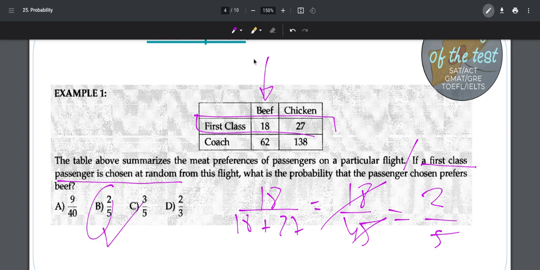Now, you're going to notice this is very simple. The probability questions in the SAT are rather simple. Most of the difficulties arise from what are we looking for? What is the total number of outcomes? So in this case, the total number of outcomes is not the total number of passengers. It's just the first class passengers. So as long as you know what your total is, you're going to be fine applying just the definition of probability.